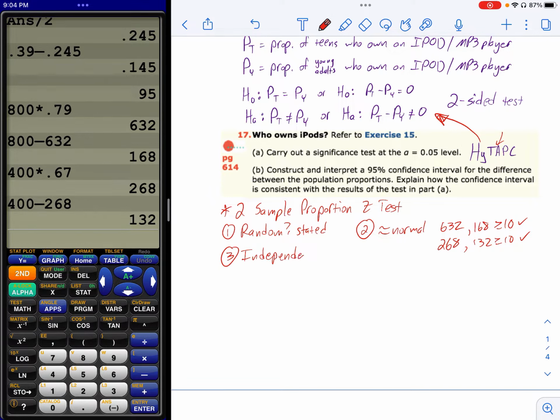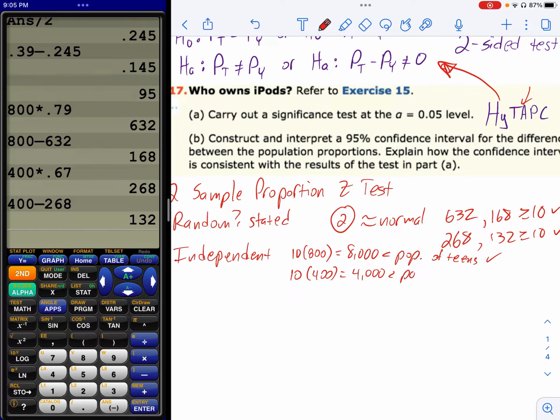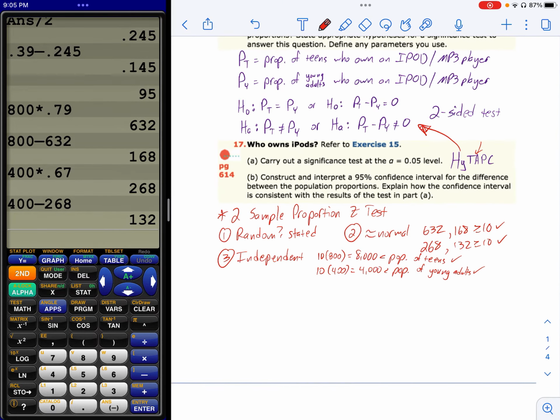Well, do both of them... Are 800 teenagers less than 10% of all teenagers? Yeah. So if I do the 10N rule, that's 8,000. Is that less than the population of teens? Yes. Is 400 young adults times 10, that's 4,000. Is that number less than the population of young adults? Presumably, it's not even close. So, I'm good. I did my H, did my T, did my A.